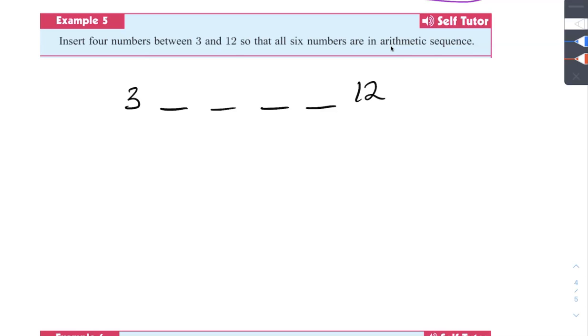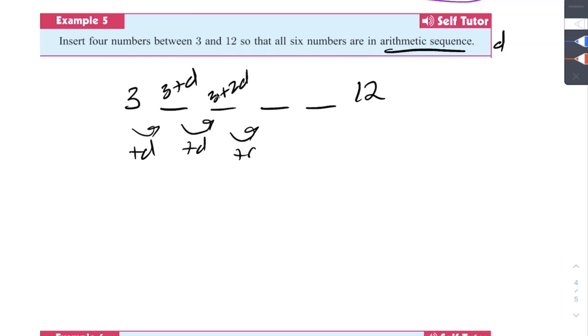Now keep in mind, it is an arithmetic sequence. So what does that mean? Whatever the common difference is, that's how you get the next term. If you have an arithmetic sequence, all you have to do is add the common difference to get the next term. So you could say this is 3 plus d. Now if I add that to the next one, I get 3 plus 2d, because you're adding another common difference.